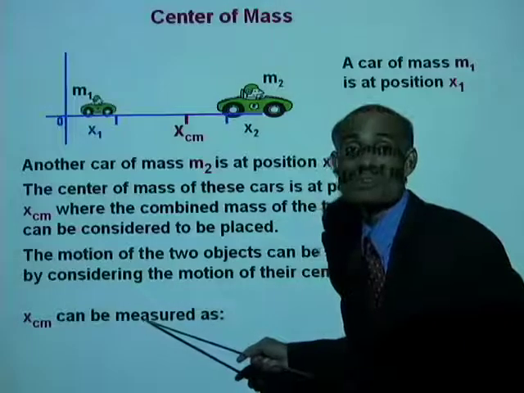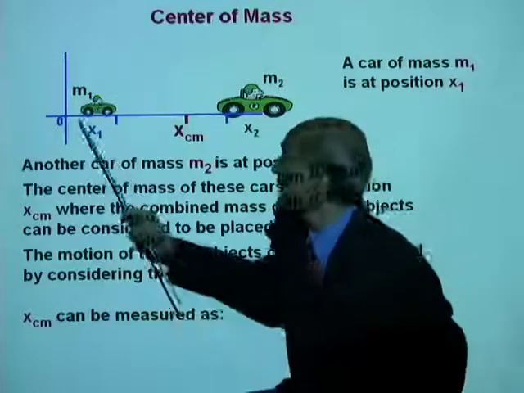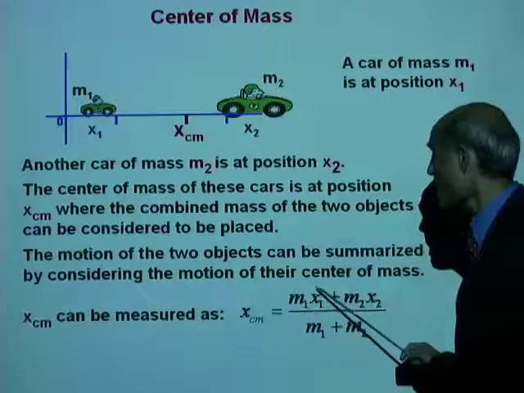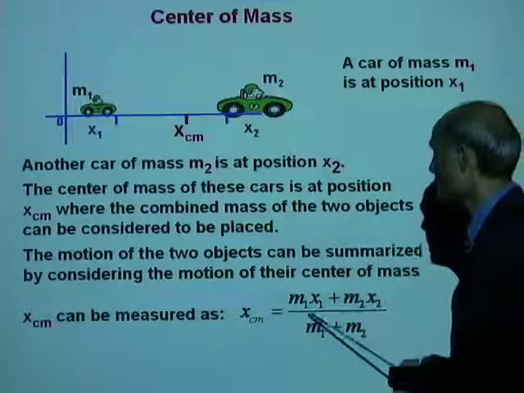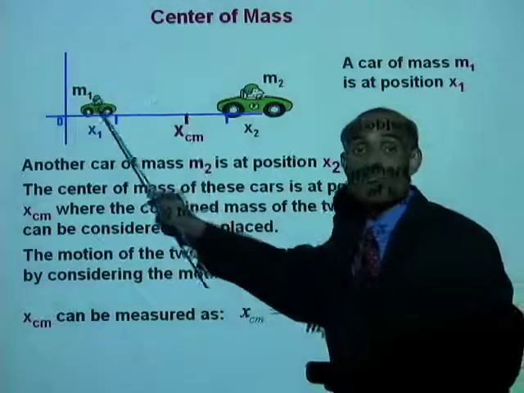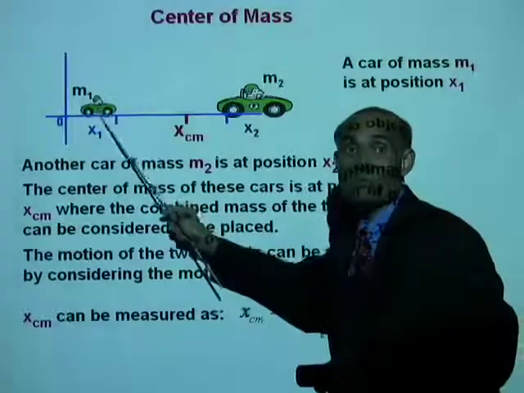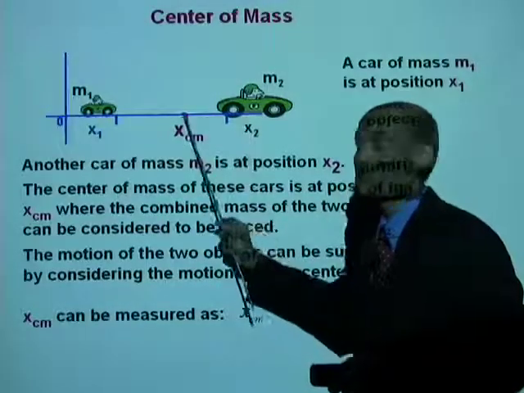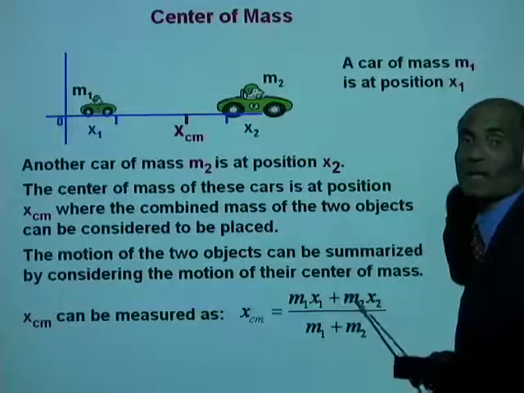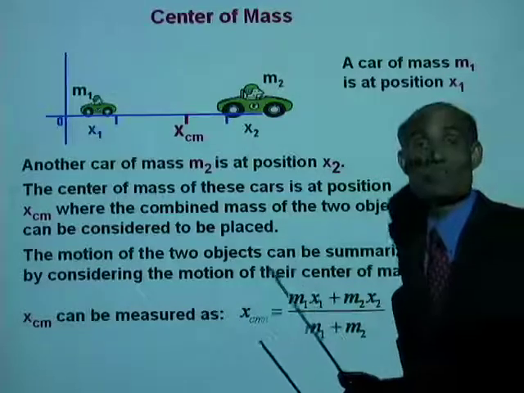I want you to take note of this equation. Now, what is x center of mass? Where is the center of mass along the x-axis? X center of mass can be written as x center of mass equal to m1 x1 plus m2 x2 divided by m1 plus m2. In other words, the position of the center of mass of these two objects is determined by the masses of the two objects and the positions of the two objects. The position of the center of mass, called x center of mass, is m1 x1 plus m2 x2 divided by m1 plus m2. It's a very simple equation to remember.